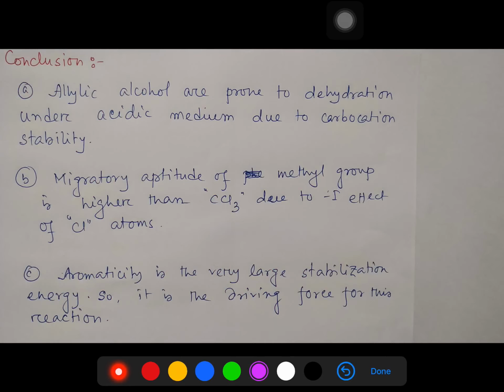So in conclusion, what have we learned today? We have learned today that allyl alcohols are prone to dehydration under acidic medium.